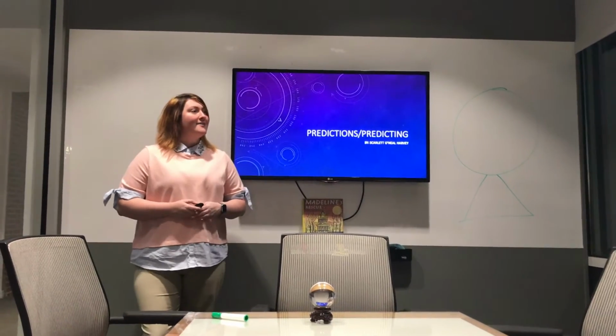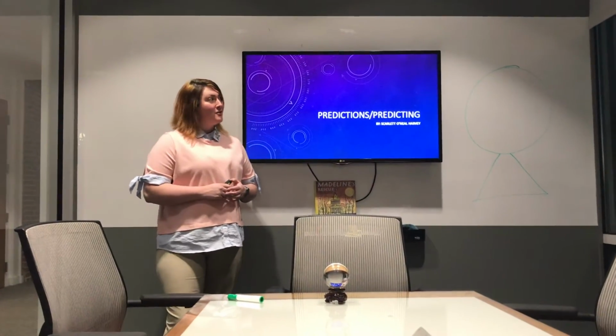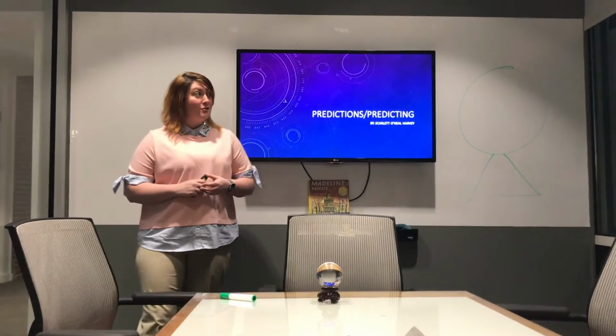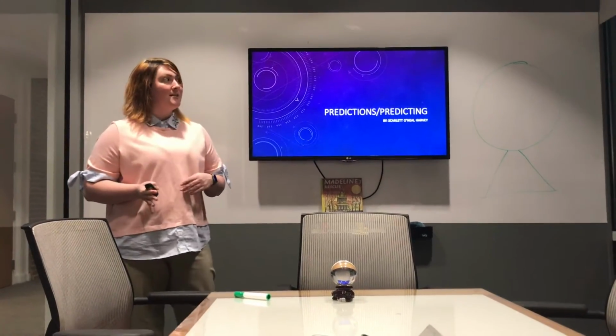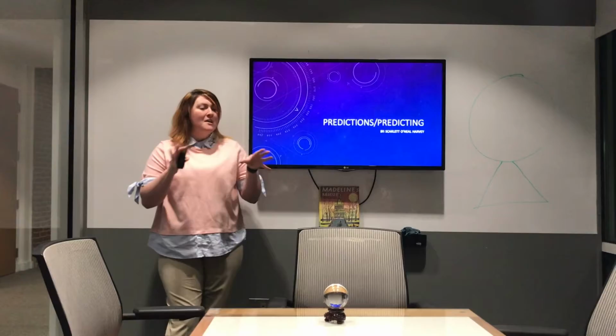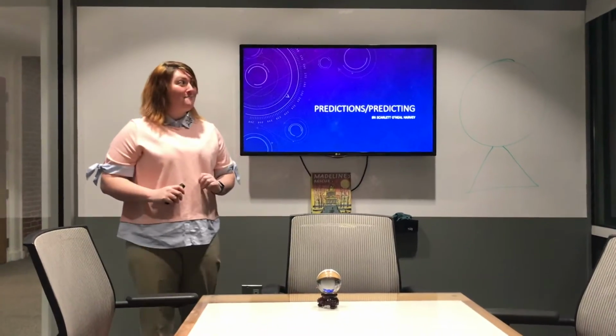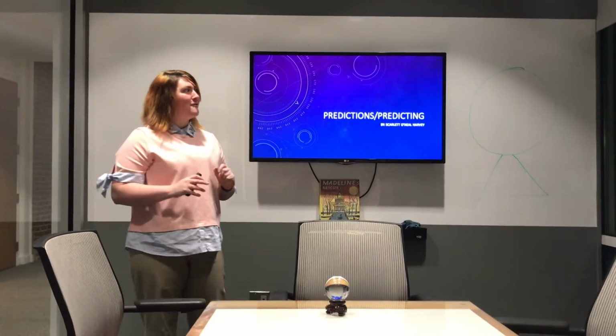Good morning, class. Yesterday we went over the definition of predictions and the 3 areas where we predict, and last week we went over inferences. So, can anyone tell me why you think I picked the crystal ball for our visual representation?